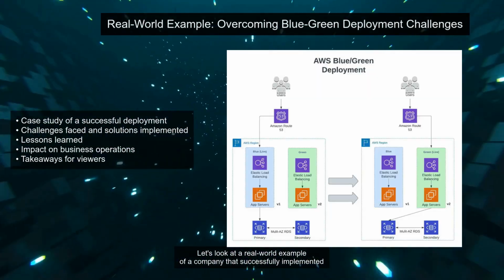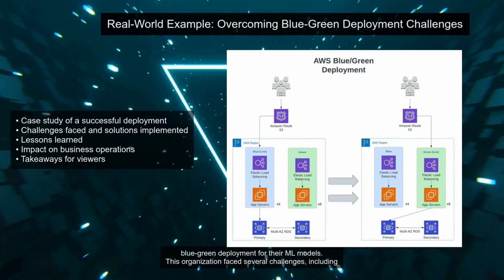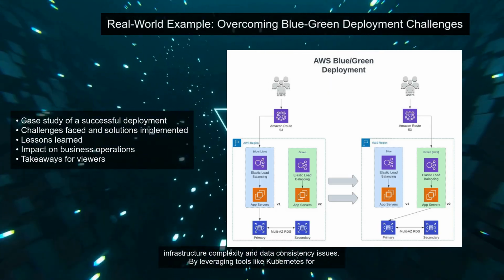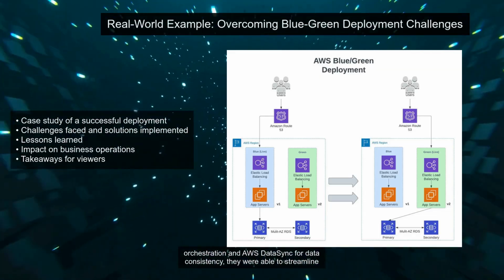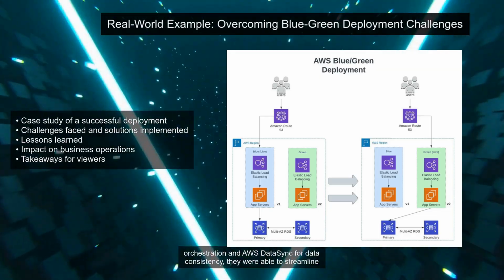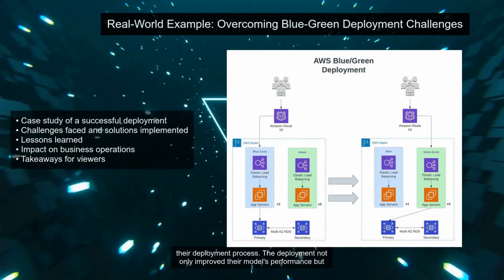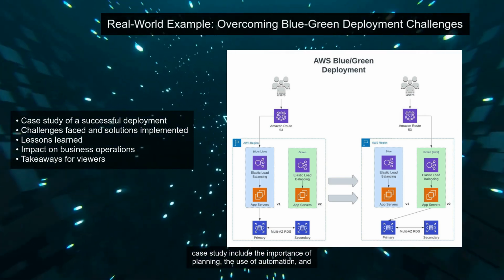Let's look at a real-world example of a company that successfully implemented blue-green deployment for their ML models. This organization faced several challenges, including infrastructure complexity and data consistency issues. By leveraging tools like Kubernetes for orchestration and AWS DataSync for data consistency, they were able to streamline their deployment process. The deployment not only improved their model's performance but also increased their operational efficiency and reduced downtime.